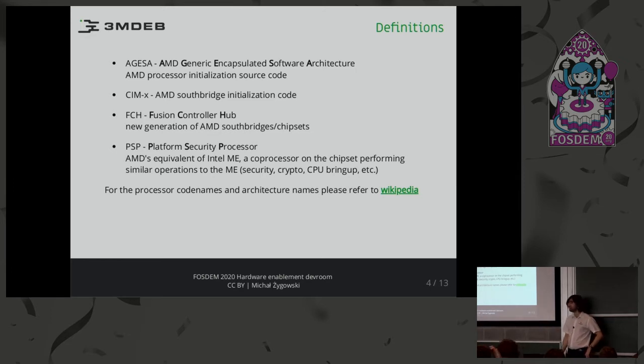FCH is the Fusion Controller Hub. It's a new generation of AMD southbridges, almost the same as Intel changing their ICH, I/O Controller Hub, into PCH, Platform Controller Hub. So it's an equivalent migration. And PSP, Platform Security Processor, is the equivalent of Intel ME on AMD processors. It's also responsible for some cryptographic operations, security, and CPU bring up in some part. AGESA is also an equivalent to Intel FSP, just to compare.